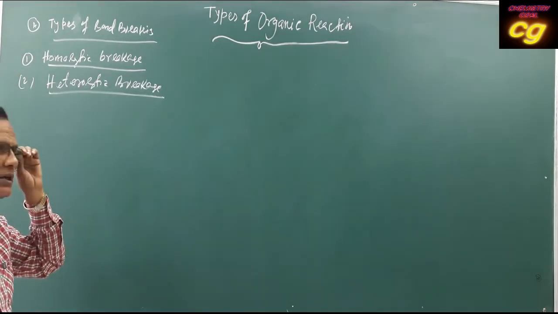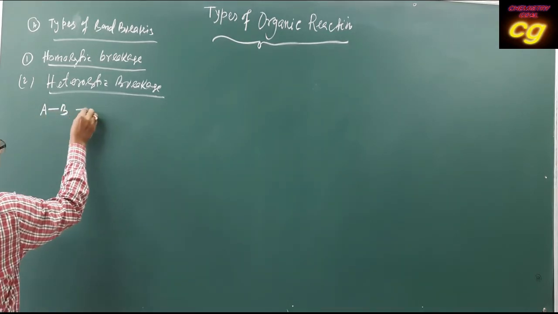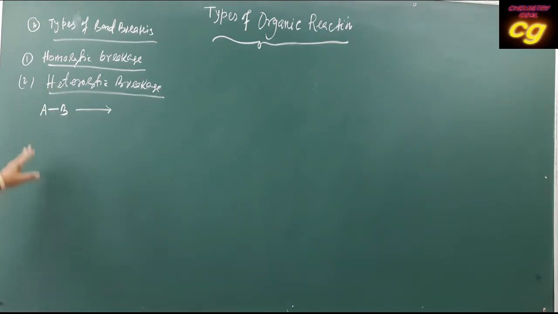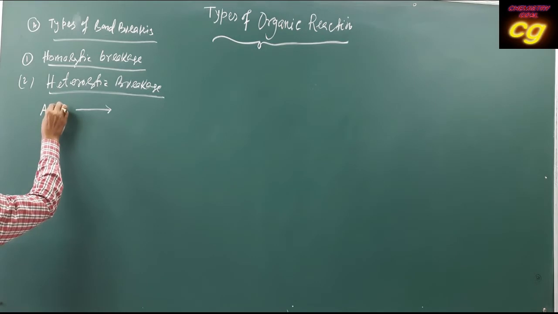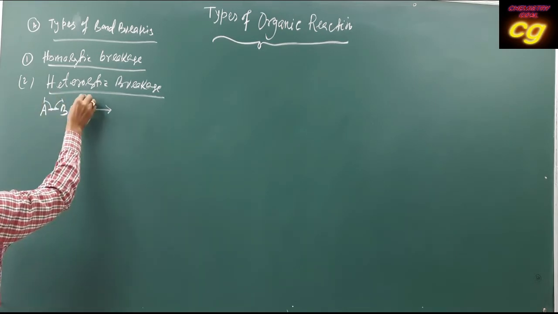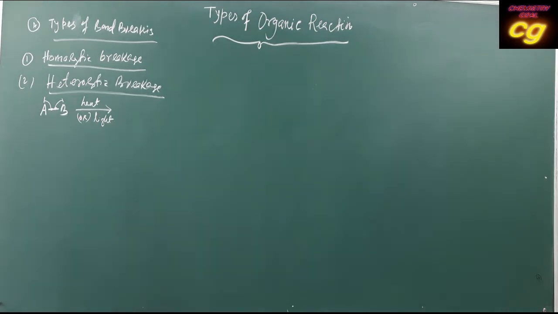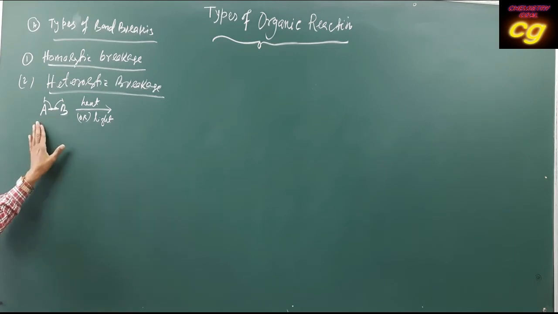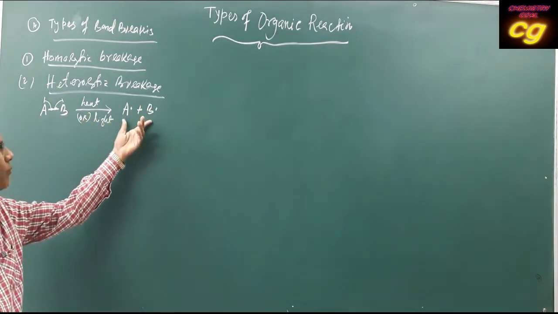Suppose an organic compound is made of AB, with a covalent bond. When this bond breaks homolytically, the bonded electrons are divided equally with the help of heat or light. In the presence of heat or light, this covalent bond breaks uniformly. That means the shared pair of electrons is divided between the two bonded atoms, so that it produces equal species, an equal type of product forms.